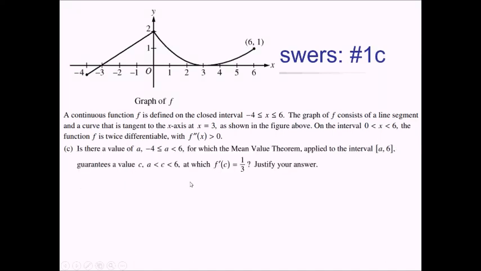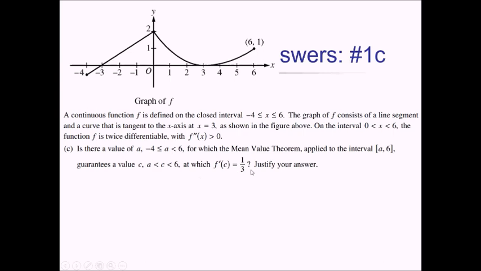For this part of the problem, we're asking if there's an a value between -4 and 6 for which the mean value theorem applied to the interval from a to 6 guarantees a c value such that f prime of c equals 1/3. All right, so this one is kind of tricky.